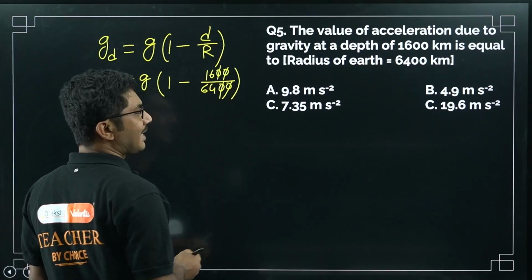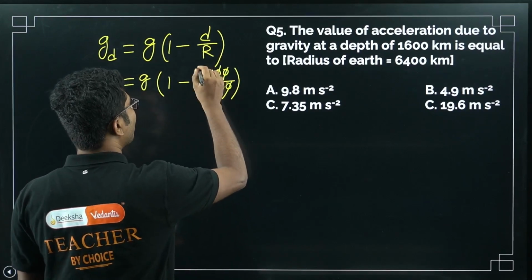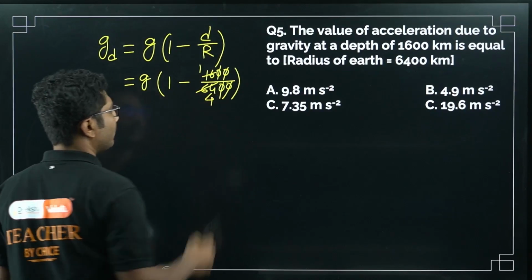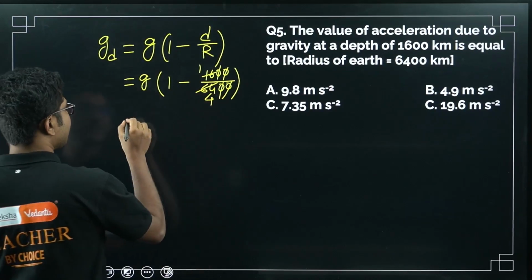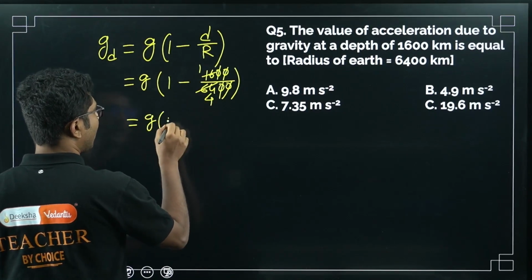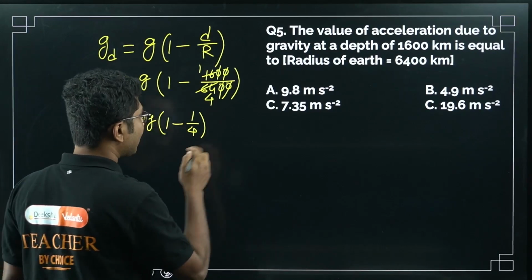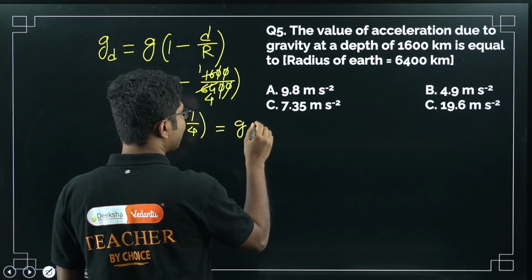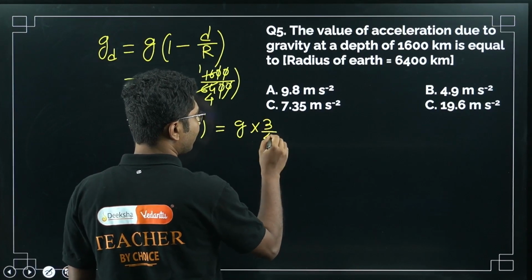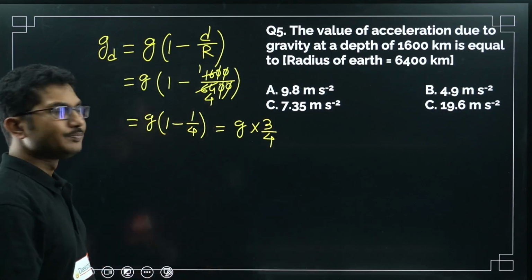So we have cancelled the zeros. 4 16s are 64. So g times 1 minus 1 by 4. What is 1 minus 1 by 4? 1 minus 1 by 4 is nothing but 3 by 4, right?